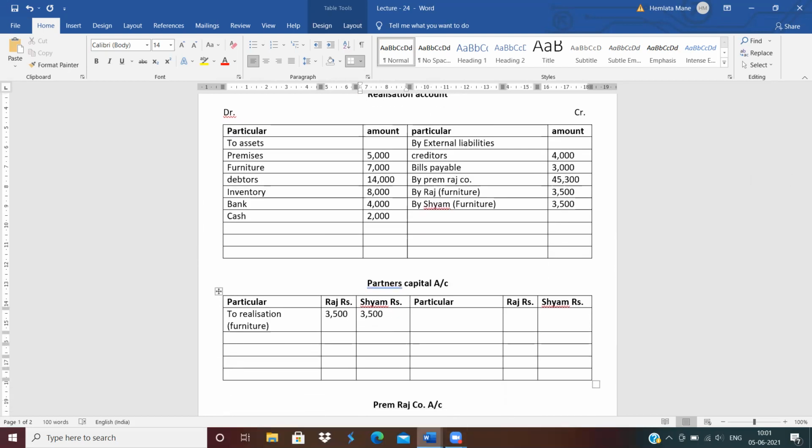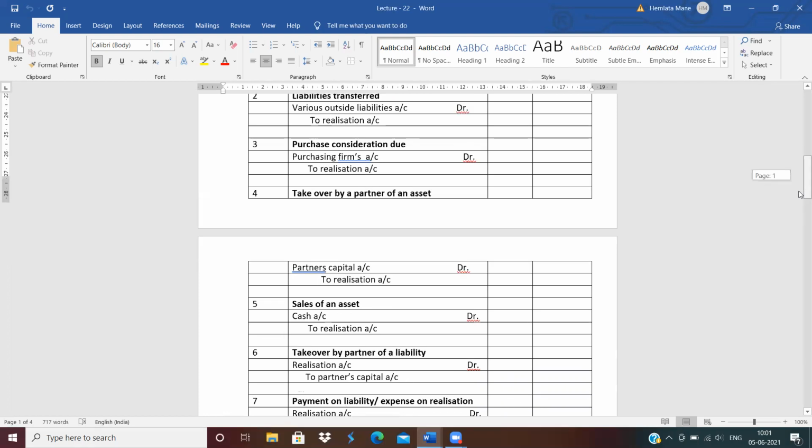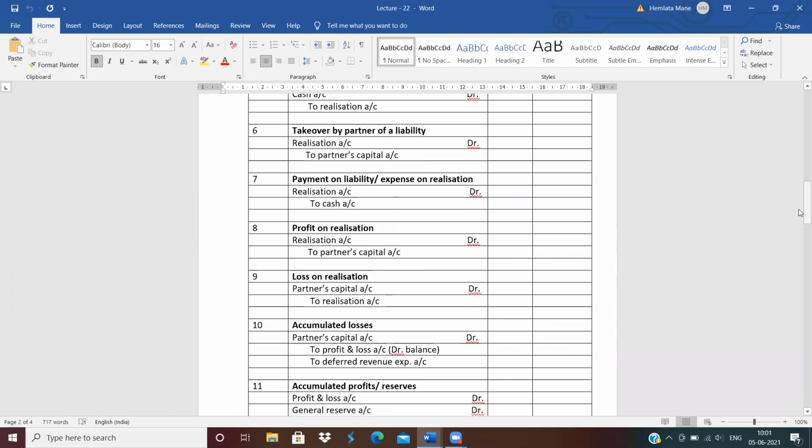Now all the journal entries are finished. First we prepared the entries for asset transfer, liabilities transfer, and purchase consideration. No asset was sold in this problem. No liability was transferred to partners, so don't do the entry. No expenses are given, so no entry.